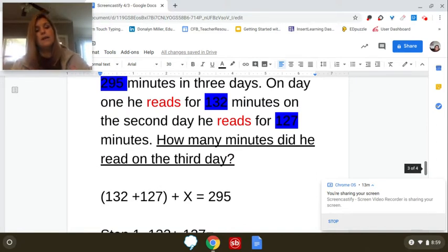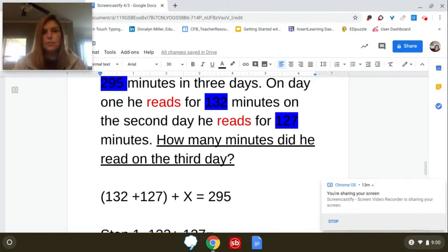All right. My equation is 132 plus 127 plus x equals 295. Whenever you have that multi-step problem, then we're going to use parentheses. That's these little jobbies right here. That is parentheses to tell us which part of the problem we want to do first.